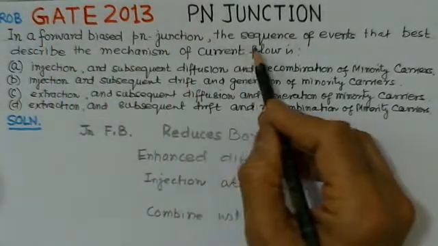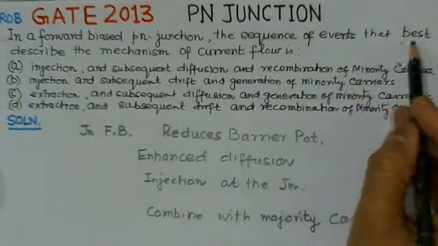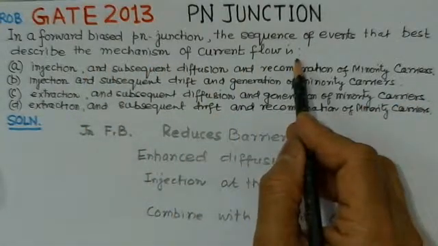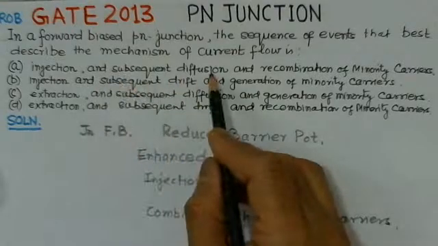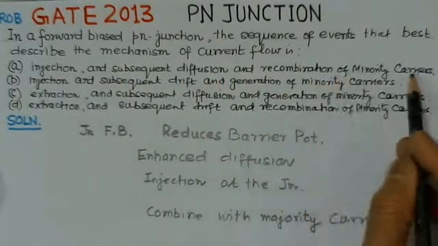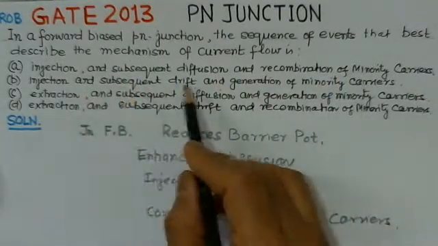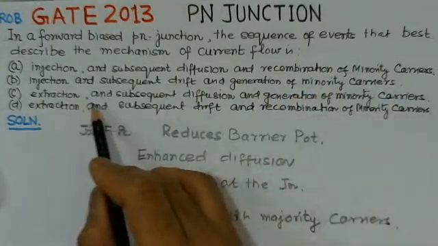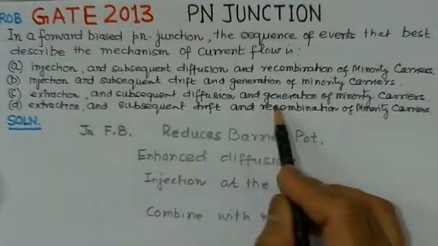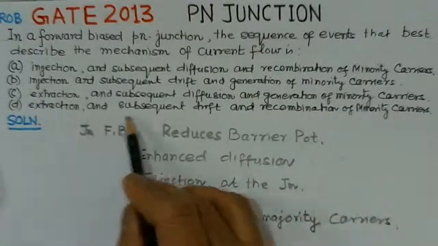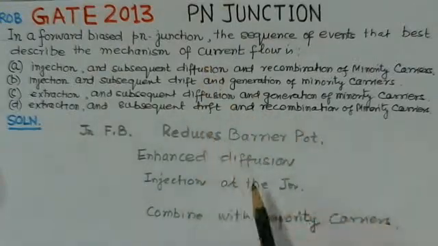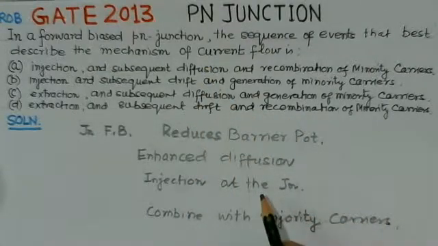In a forward biased PN junction, the sequence of events that best describe the mechanism of current flow is: injection and subsequent diffusion, and recombination of minority carriers; injection and subsequent drift, and generation of minority carriers; extraction and subsequent diffusion, and generation of minority carriers; extraction and subsequent drift, and recombination of minority carriers. These are the four options here, and we have to see which is the right option.